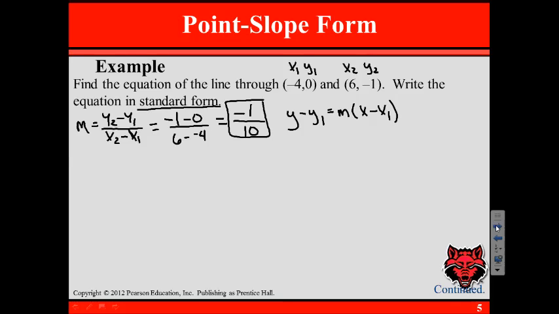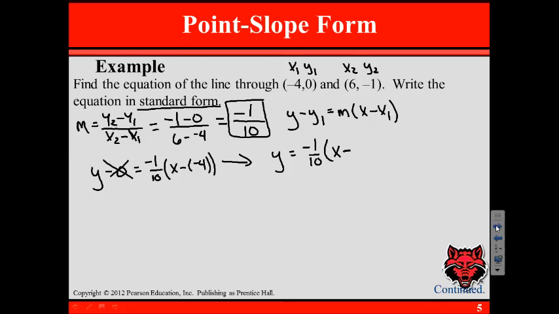So filling in with m, x1, and y1 will give us y minus 0 equals -1 over 10 times x minus -4. Now remember, adding or subtracting 0 is not helpful at all, so we cancel out the 0. When we subtract a negative, that's like adding a positive, so this becomes y equals -1 over 10 times x plus 4.